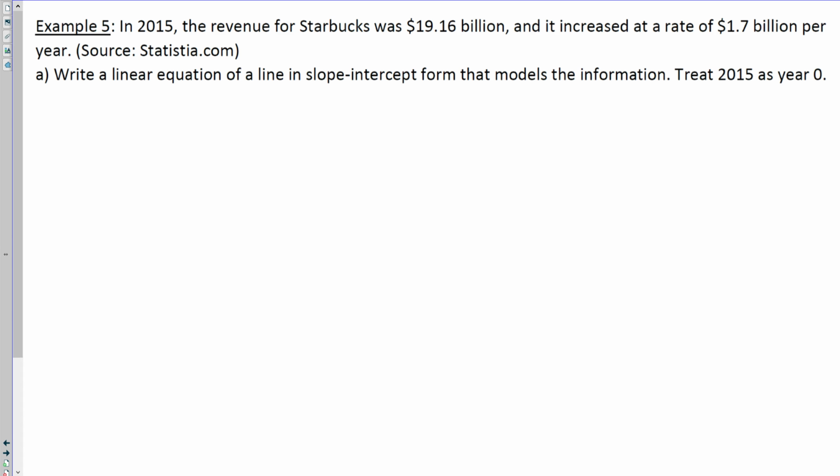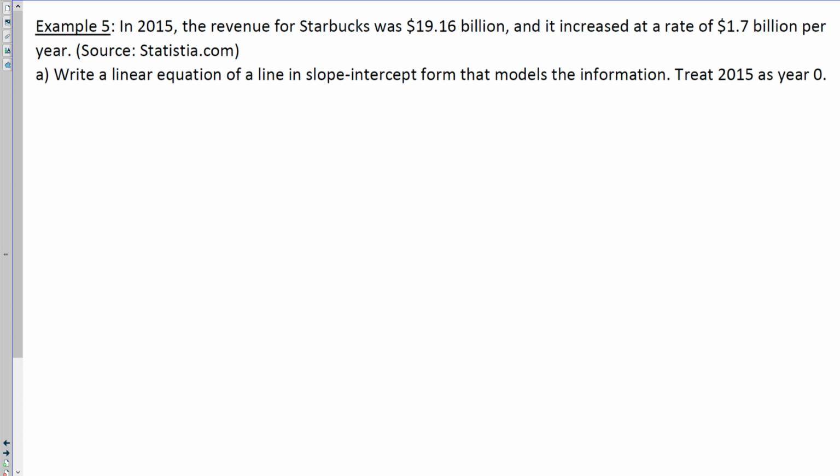So in example 5, it says in 2015 the revenue for Starbucks was $19.6 billion, and it increased at a rate of $1.7 billion per year. And we want to write a linear equation of the line in slope-intercept form that models this information. And they gave us some help.